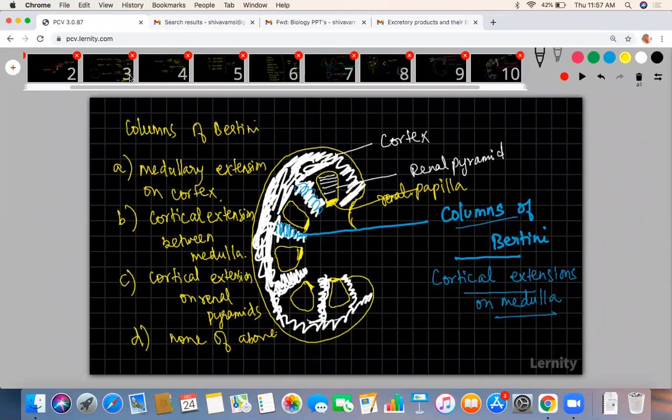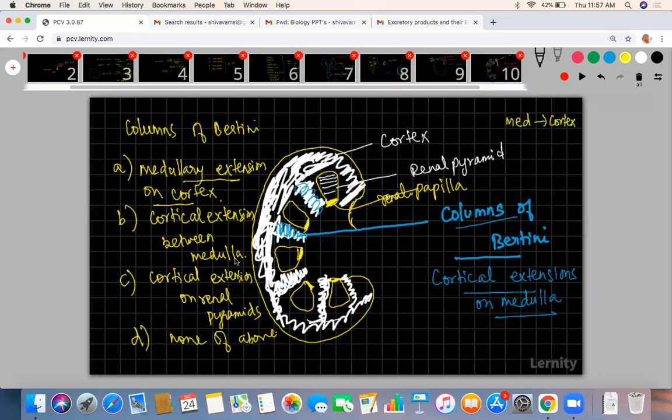Who is saying option A? நான் இதான் தெளிவா சொல்லிட்டேன் இங்க. Cortex வந்துட்டு medulla உள்ளார extend ஆகுது. Medullary extension on cortex na என்னது? What is the meaning of this line? This is trying to say that medulla is extending on cortex.